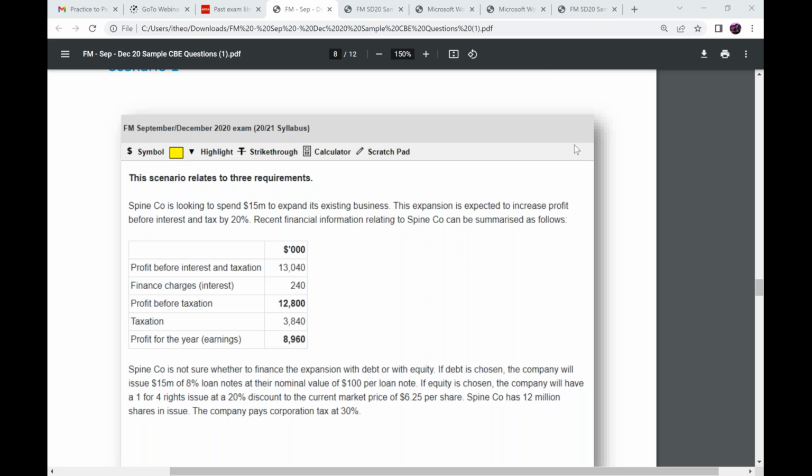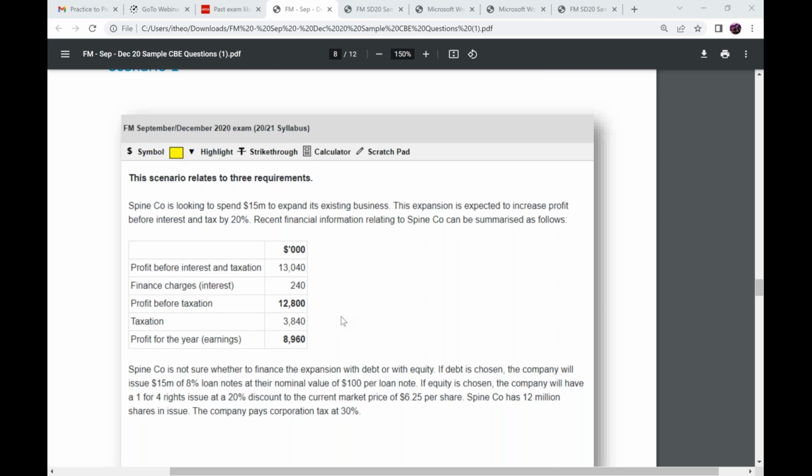Okay, this scenario relates to Spine company, which is looking to spend 15 million to expand its business. The expansion is expected to increase PBIT by 20%. Recent financial information relating to Spine can be summarized as follows. The PBIT is 13040, interest is 240, so you deduct it to get PBT 12800, taxation is 3840, PAT is 8960.